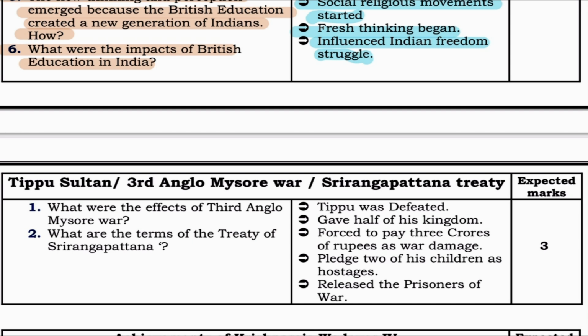Tipu Sultan or Third Anglo-Mysore War, Srirangapatna Treaty. First question, what were the effects of the Third Anglo-Mysore War? What are the terms of the Treaty of Srirangapatna? Tipu was defeated, gave half of his kingdom, was forced to pay 3 crores of rupees as war damage, pledged 2 of his children as hostages, and released the prisoners of war. For 3 marks.